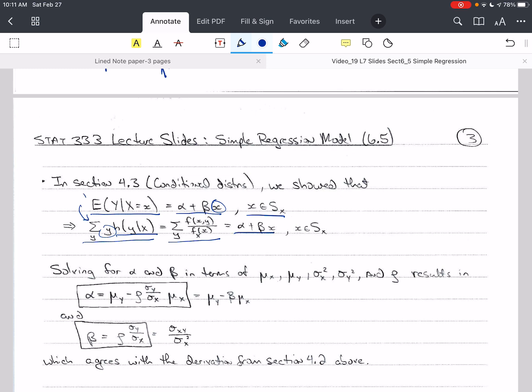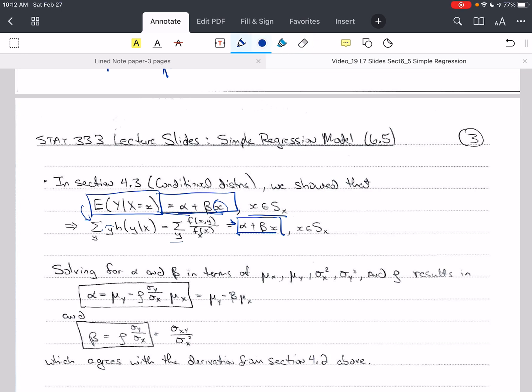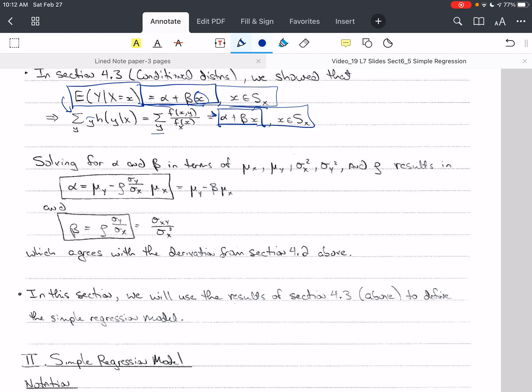So we have the expected value is equal to alpha plus beta x, and we have the mean of y given x, and that also is equal to alpha plus beta x. And don't forget your support, whatever that is. When we solve for alpha and beta in terms of mu x, mu y, sigma x squared, sigma y squared, and rho, we get this equation for alpha, which can be rewritten as the same equation as before, mu y minus beta mu x.